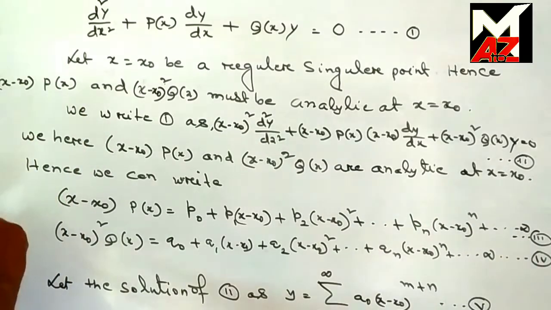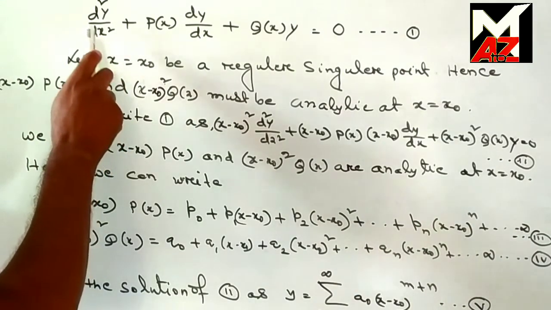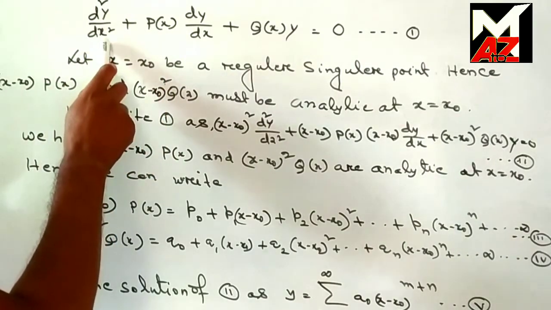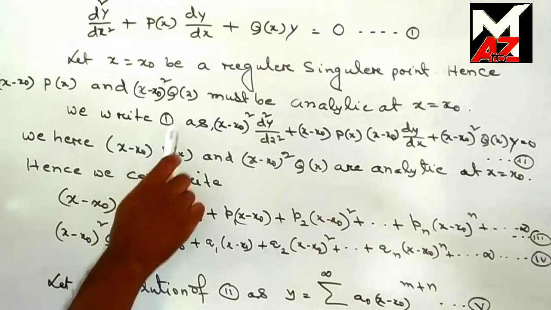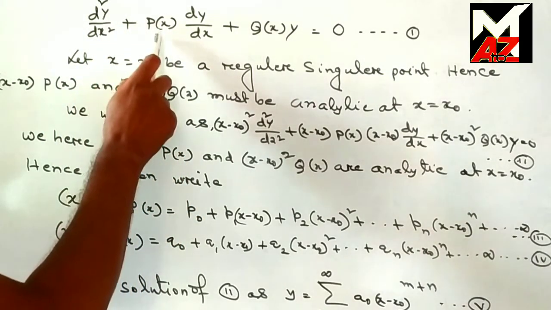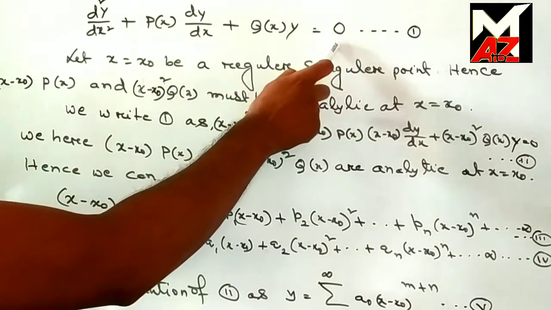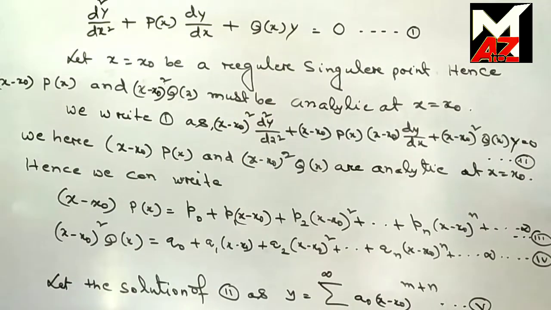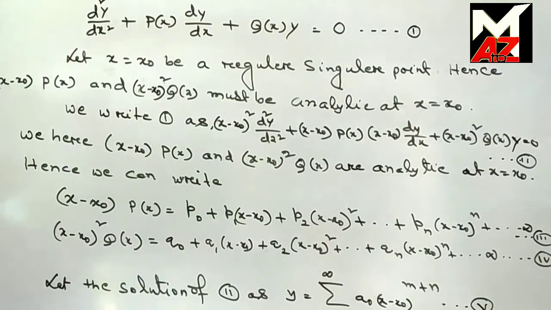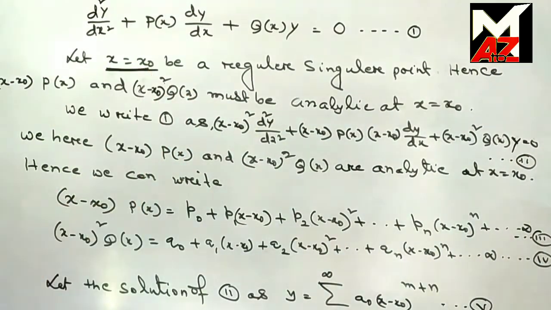Here we take an ordinary differential equation of second order which is linear also, and in normalized form: d2y by dx2 plus p of x into dy by dx plus q of x into y equal to 0. This is 1. And let x equal to x0 be the regular singular point.